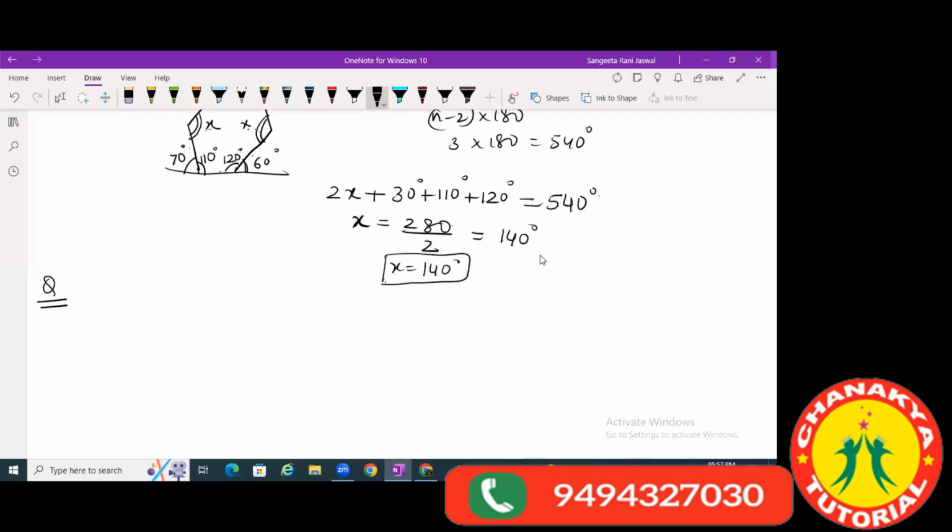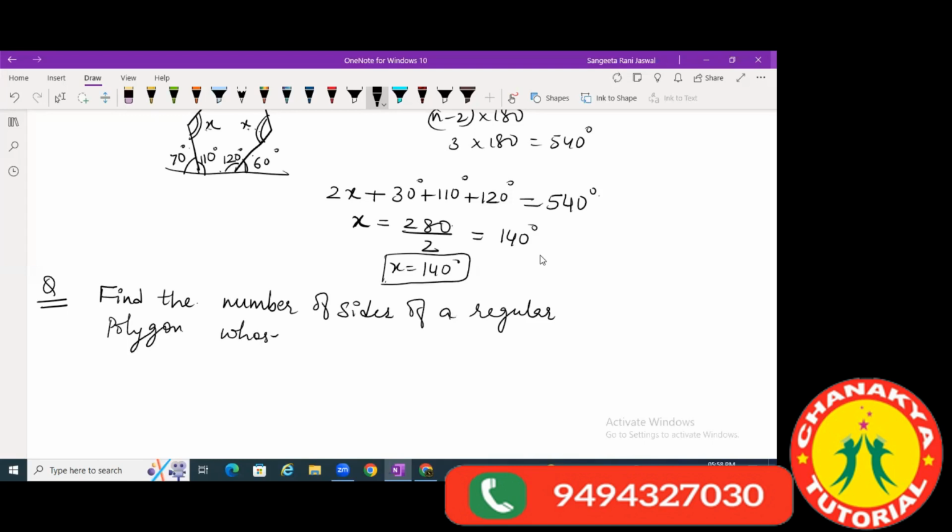Okay. Now, let's see one more question. Find the number of sides of a regular polygon whose each exterior angle is 45 degrees. Okay. Whose each exterior angle is 45 degrees.